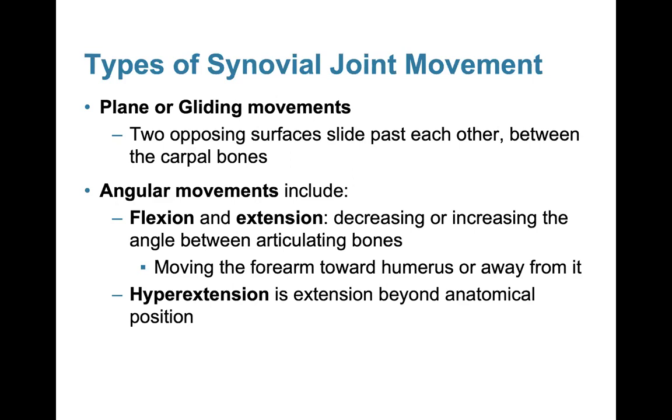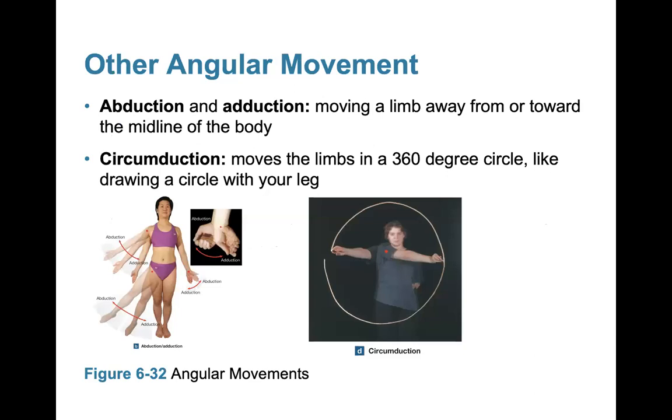Hyperextension is extension beyond an anatomical position. For example, if you were to extend your elbow joint beyond that 180-degree mark there. Abduction and adduction. Abduction is moving a limb away from, and adduction is moving it towards, the midline of the body. Circumduction moves the limbs in a 360-degree circle, like drawing a circle with your leg.